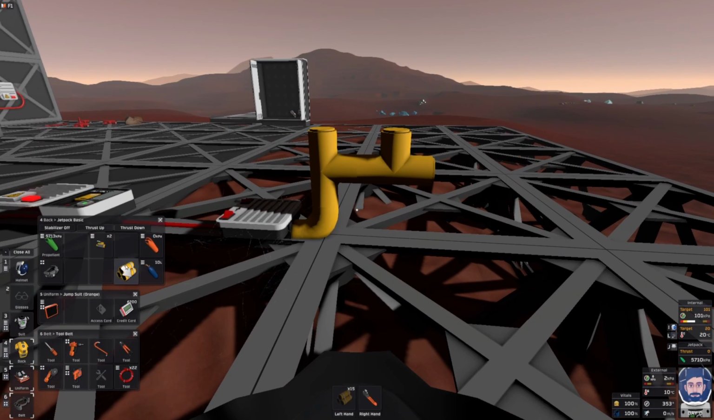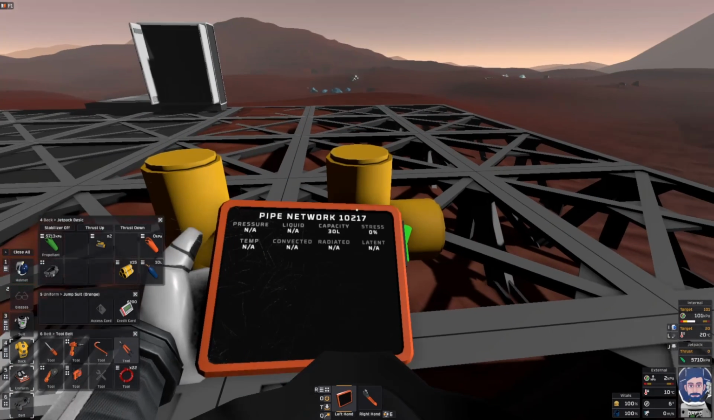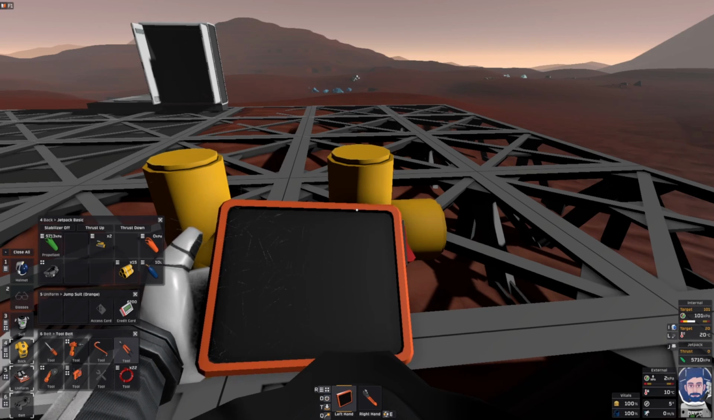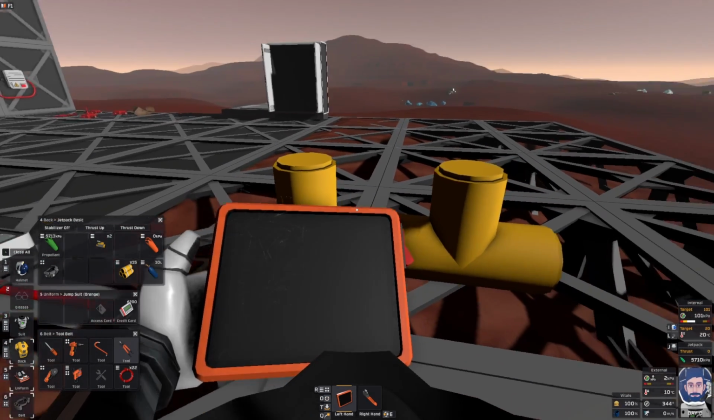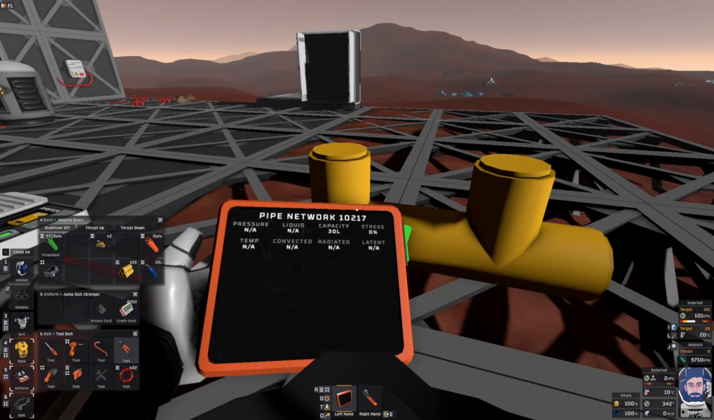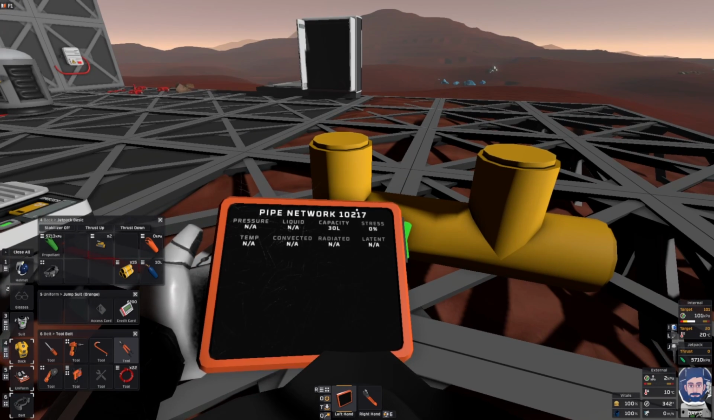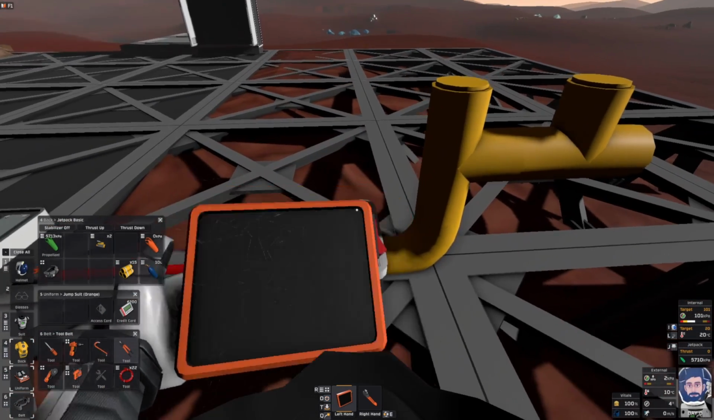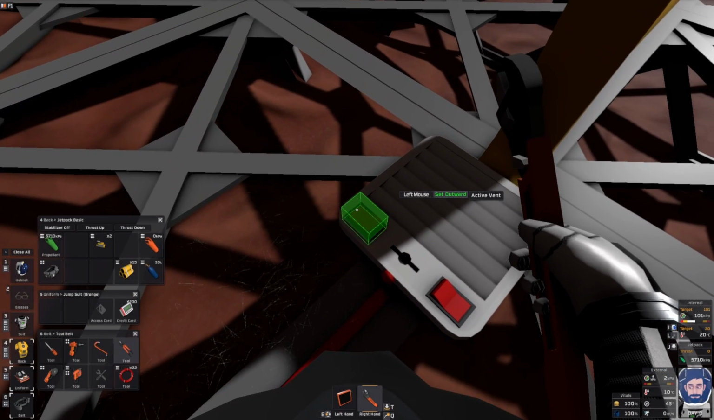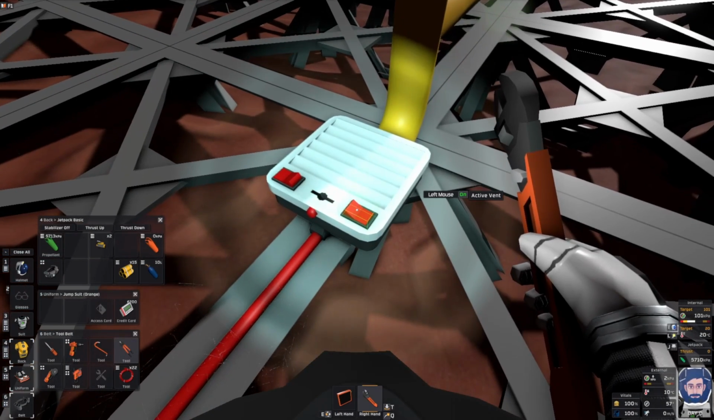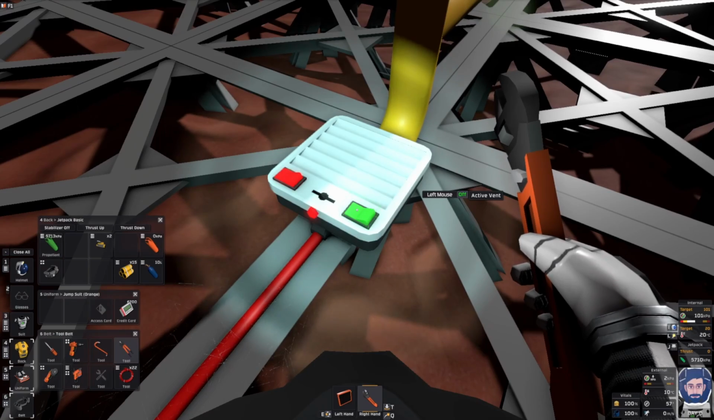So let's take a look at what is inside these pipes after you build them. As you can see, the pipe network is completely empty. The pipe network also has a capacity of 30 liters. That is because we have 3 pipe segments here, the curved one and 2 T-junctions. And each segment will have a capacity of 10 liters. So let's see what happens if we set our vent to inward and turn it on for a short moment.